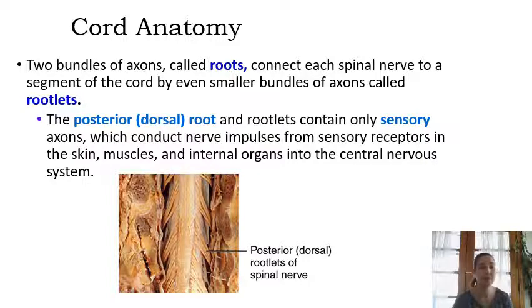Okay. If we look at the cord itself, we can also see these bundles of axons that branch off of the spinal cord, right? The spinal cord is not there just on its own. It's connected to a whole bunch of peripheral nerves. And those nerves usually branch off of the spinal cord in bunches called roots. So the roots are groups of axons that are connected to the spinal cord. We usually have a posterior root that contains sensory axons, and then an anterior root, which will have the motor axons.